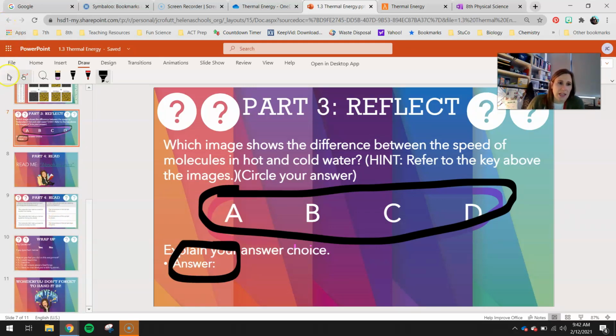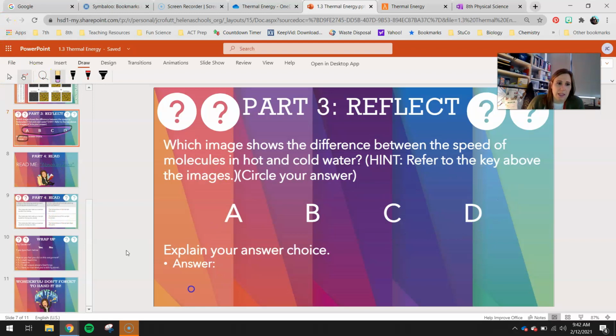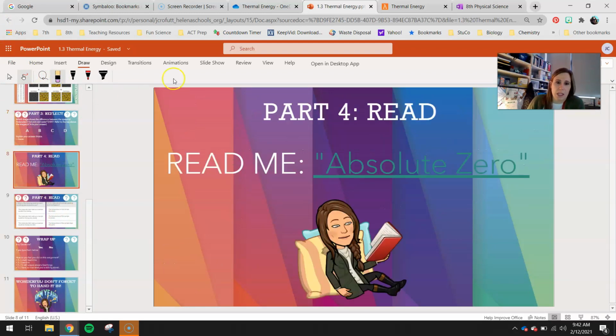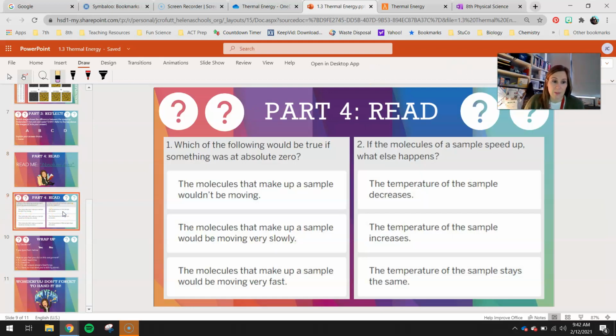And then the last little part that you guys are looking at today is this little reading. So if you guys have ever heard of absolute zero, it's an awesome concept. It's something that we haven't seen before, and it's really hard to make absolute zero in a lab. But you guys will see what happens to molecules when an object reaches absolute zero, and you'll learn a little bit about what absolute zero is. So it's a pretty cool little read.